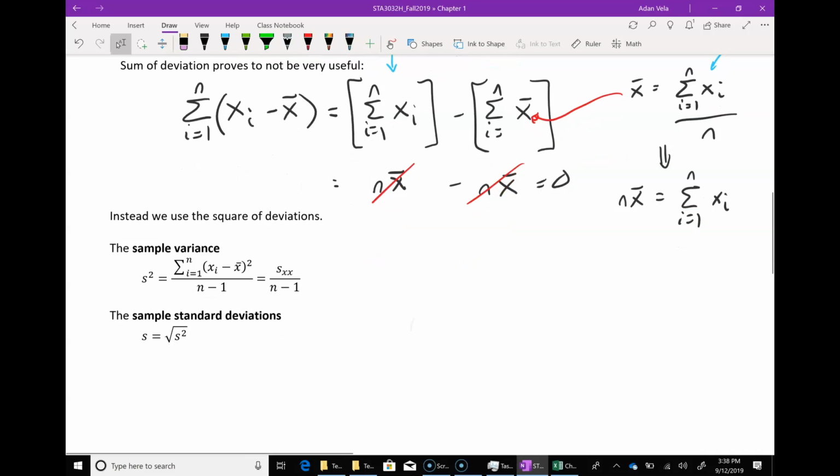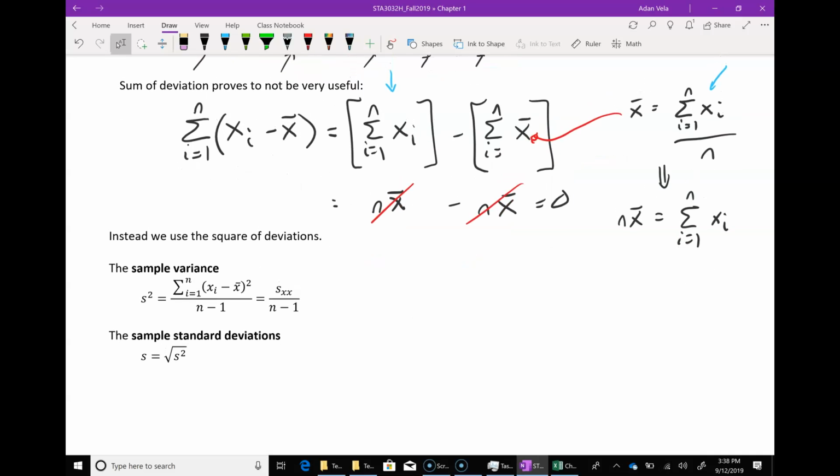So the solution that they had was, we can't just add up everything, so we're going to square it first, then sum it, then divide by n minus 1, and we're going to call this our sample variance. Okay. So the thing that you always have to remember is variance is squared. You're always going to see that.